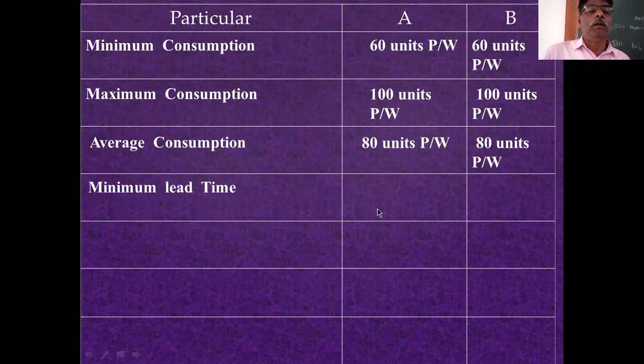Next, minimum delivery period. Minimum delivery period for A and B is given separately. Separate periods are there, so you take separately. 4 weeks for A and 2 weeks for B.